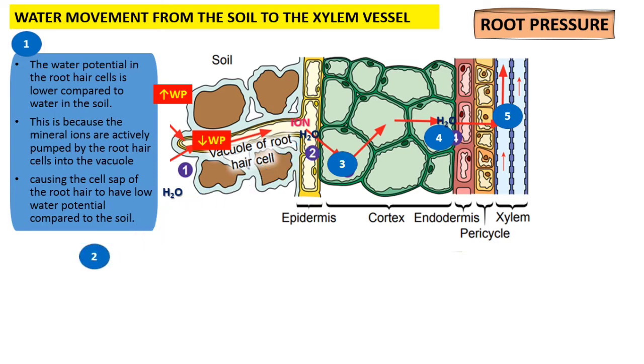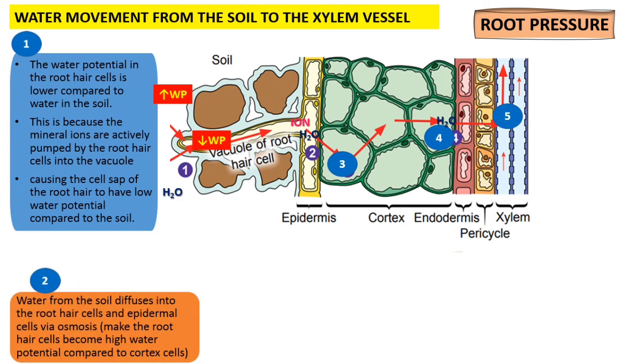Second, water from the soil diffuses into the root hair cell and epidermal cell via osmosis, making the root hair cell become high water potential compared to the cortex cell. Okay, water moves in by osmosis and makes the root hair cell high water potential compared to the cortex cell.